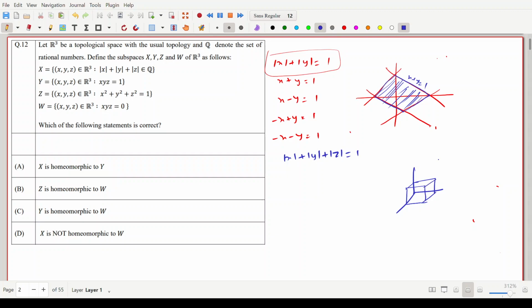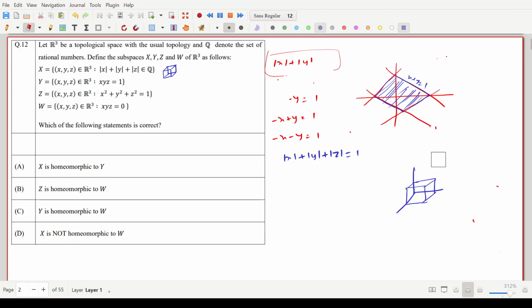It will be something like a cubical shape I'll be having. Earlier in two dimensions I was getting a square, and here I will be getting a cubical shape. So now I have understood what is the shape of this. This is a cube, or maybe a cuboid if the lengths are not the same. So for this I know, and let us see the second, xyz equal to 1.